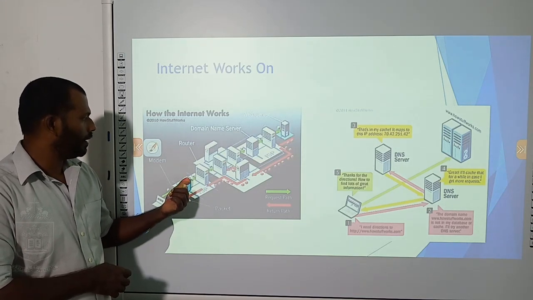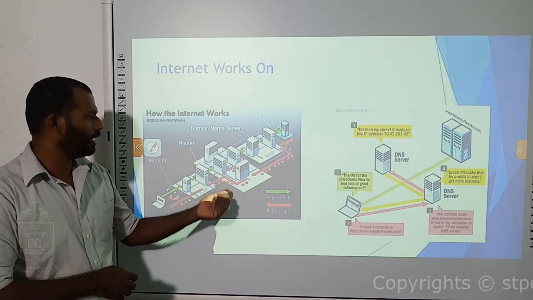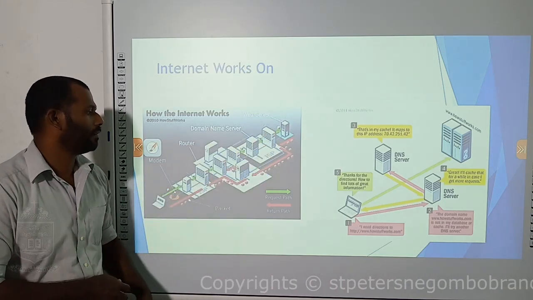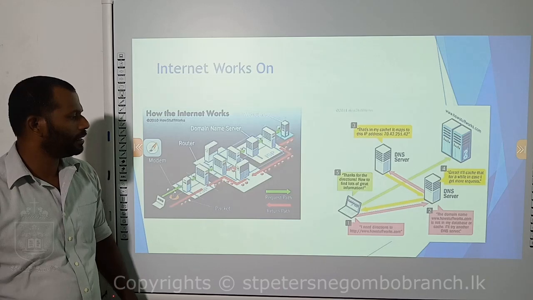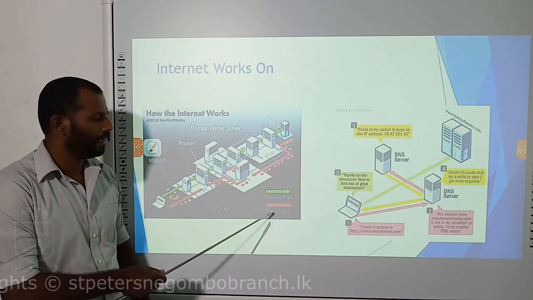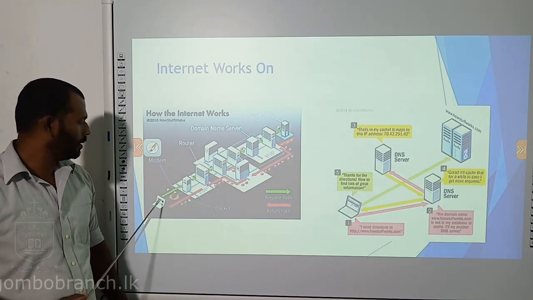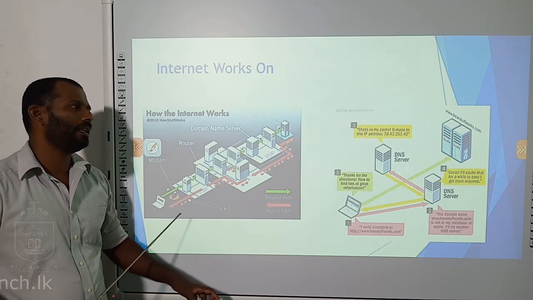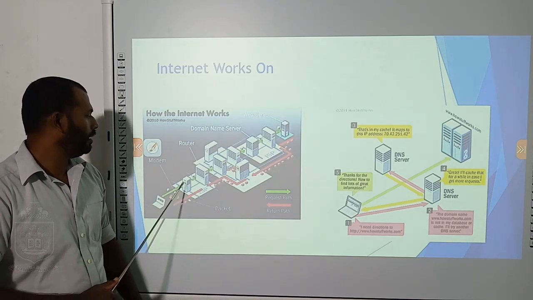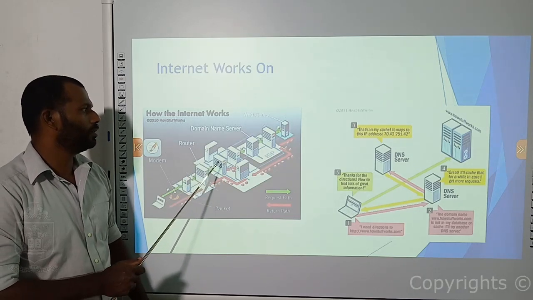Then after the modem, you will have the router, then the domain name server, then the web servers. Right? This is the requesting part. The green colored one is the requesting part, and the red colored one is the returning path of data. Once you type your website name or URL, it goes through the modem, then comes to the router, then it goes to the domain name server.